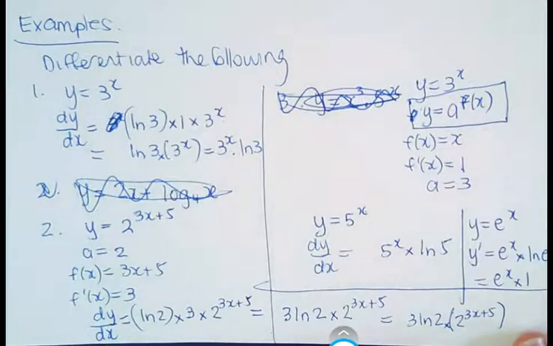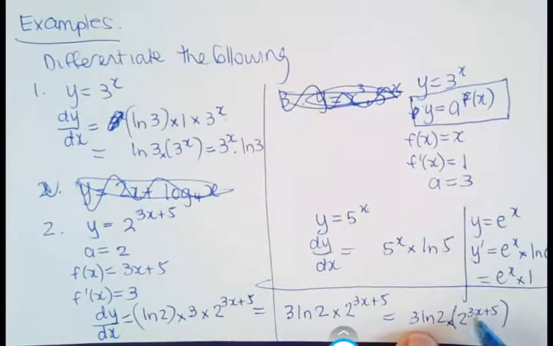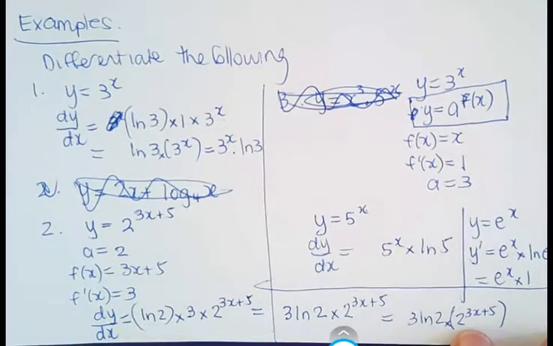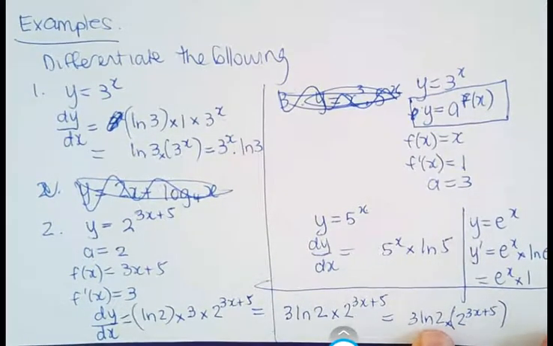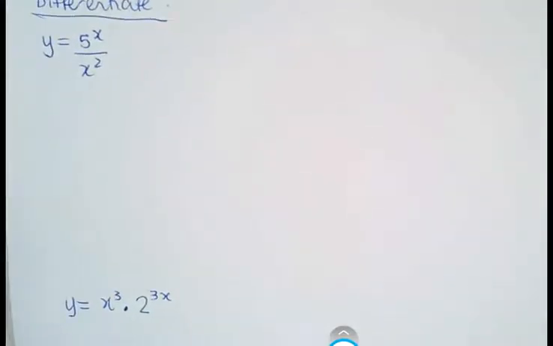Do you know what I mean? You could even put that at the front, 2 to the power of 3x plus 5 times 3 ln 2, but it's fine like that. But just make sure that this 2 to the power of is not part of the log, because it's not. All right? 5 to the power of x over x squared.